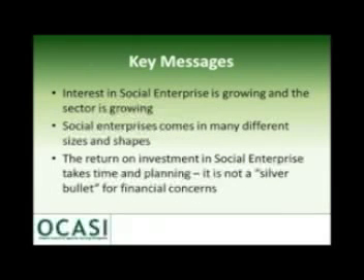Okay, so the key messages here. Interest in social enterprise is growing, and we know from this webinar a number of you are very interested in social enterprise. Social enterprises come in many different sizes and shapes, and you'll need to look at your goals and objectives in order to decide what shape and size it should be, or whether you really need to be involved in social enterprise. And the return on investment in social enterprise takes time and planning. It's not a silver bullet for financial concerns. On the other hand, it can be a source of revenue for programming and a new innovative way to address your programming.